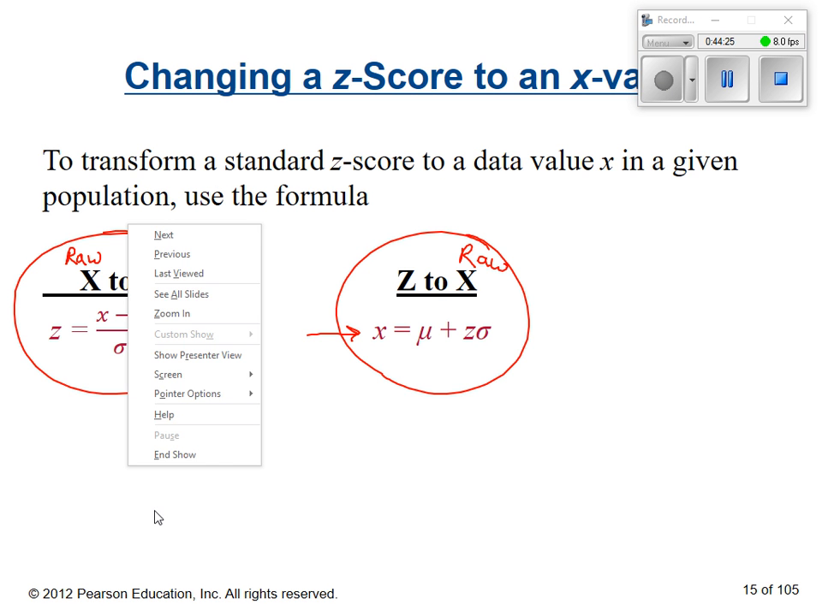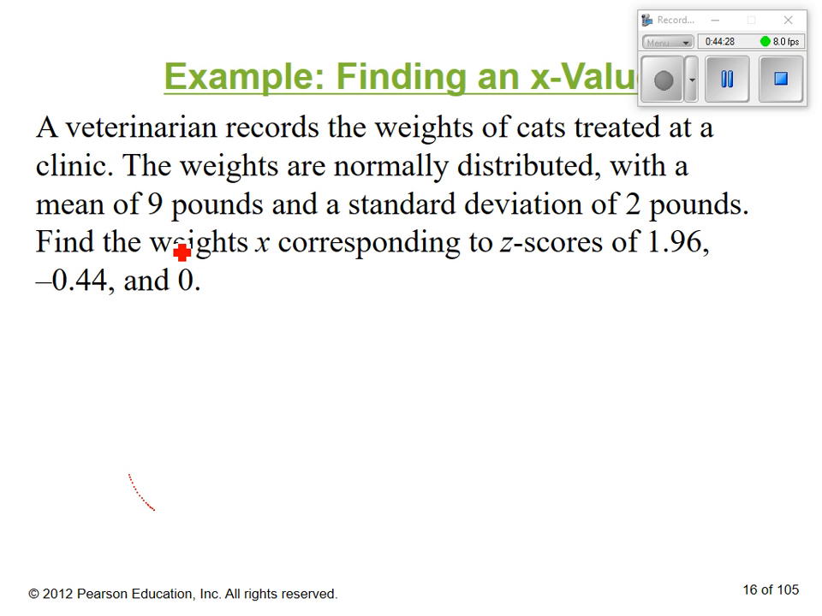Jesse, did you get it? Yeah. So if we're doing this example, finding an X value: a veterinarian records the weights of cats treated at a clinic. The weights are normally distributed with a mean of 9. So this is our mu. Make sure you're watching on this. This is what your homework's going to be like. Standard deviation, this is our sigma, of 2 pounds. Find the weights X of the corresponding z-scores, 1.96 and negative 0.44 and 0. So we want to do all three of those.